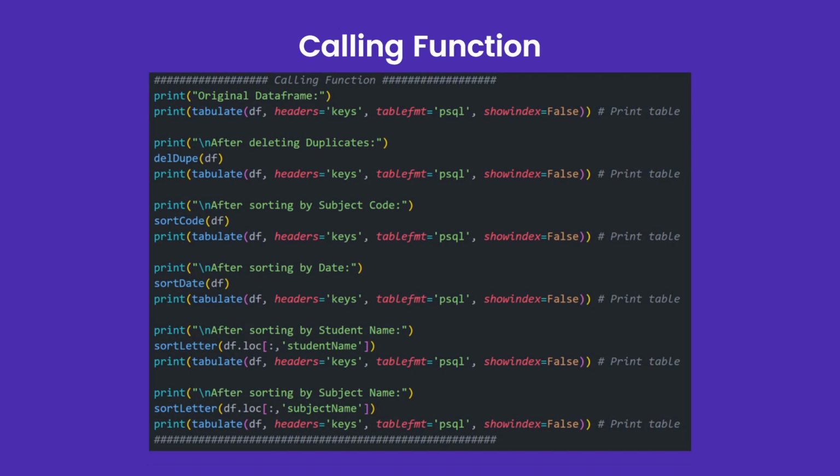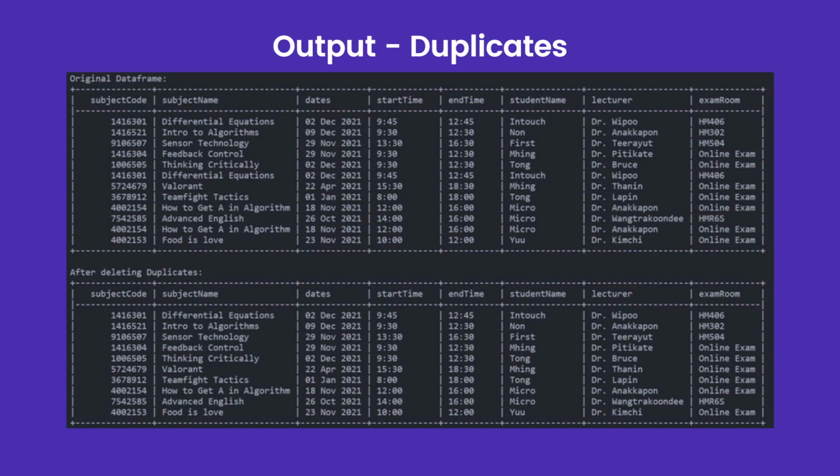For printing out the output, we simply call the function that we want to sort, then use tabulate to print the table for us to read easily. Then we will repeat the process for all the other values that we want to sort. The table at the top shows the result of the initial data without any adjustment done to it, while the bottom table shows the table that had duplicate entries removed.